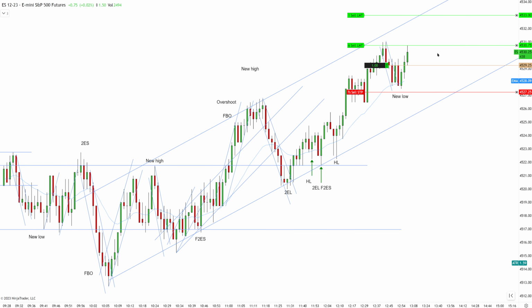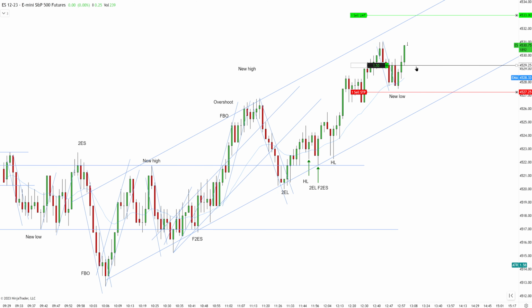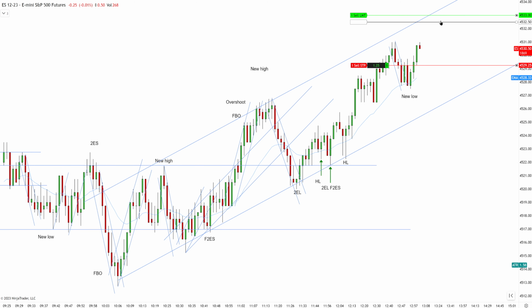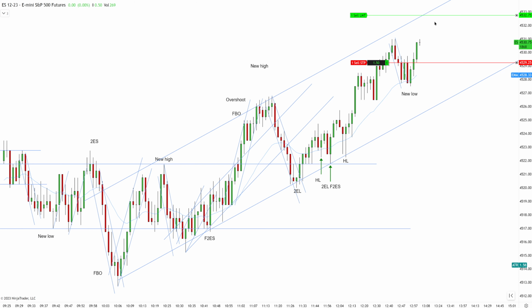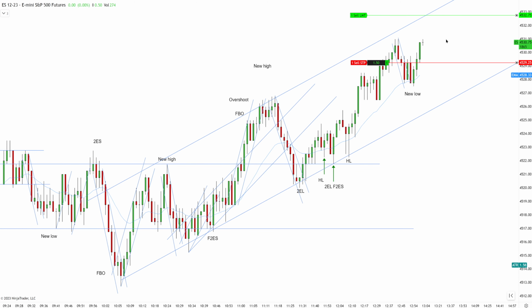Where you can set it up automatically. Okay, we finally ticked through my order, so I'm going to put it to break even and I'm going to place the runner, let's say around here. The runner is really going to be just a bonus now. But this was a textbook setup, second entry long at the EMA, and nothing more to talk about here.